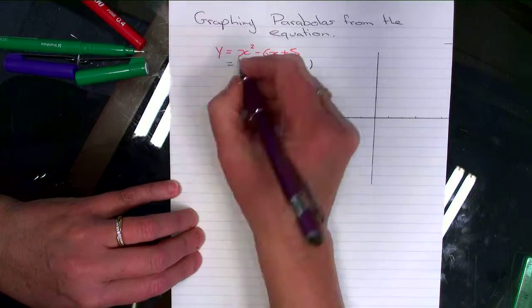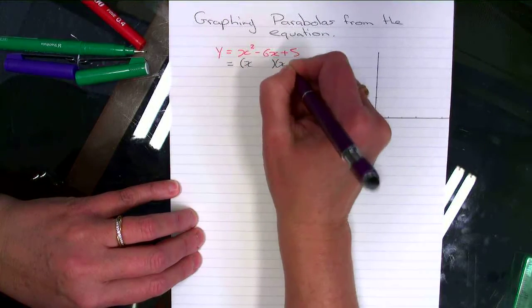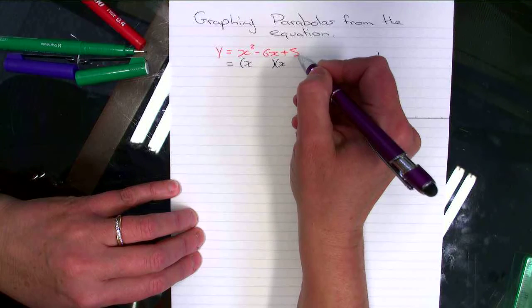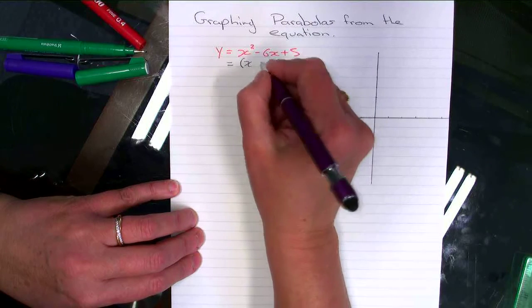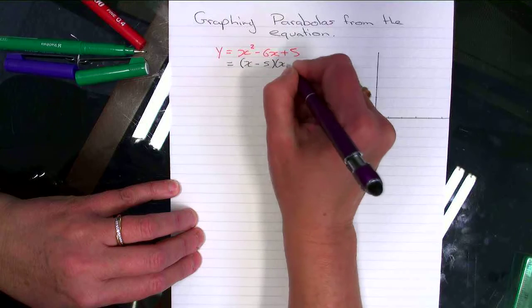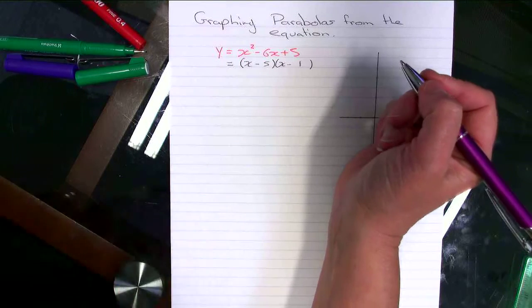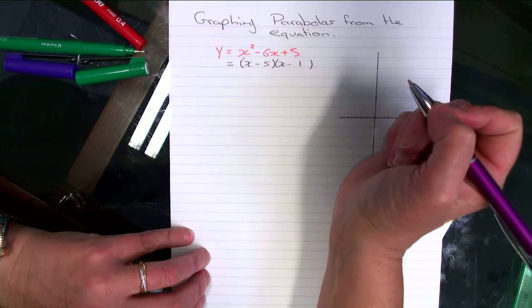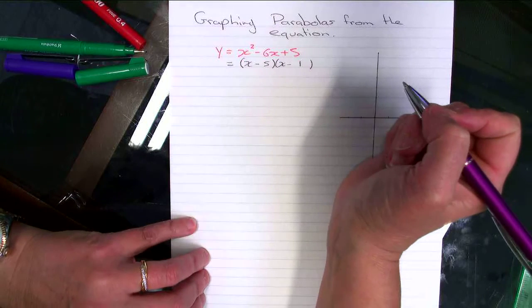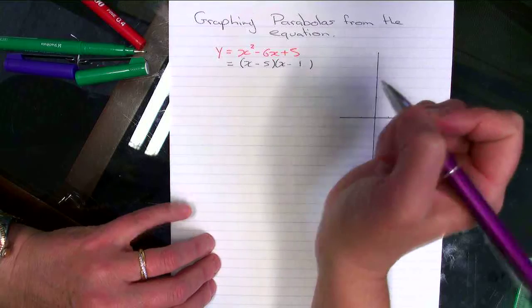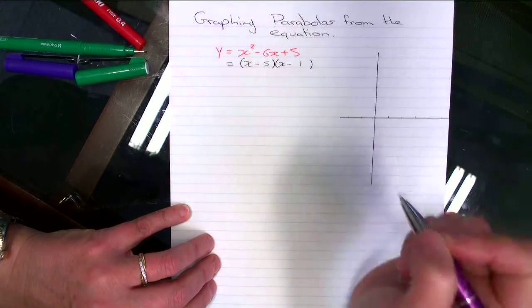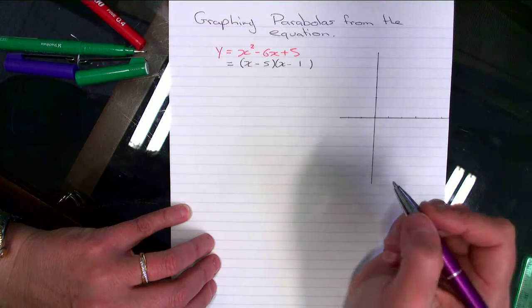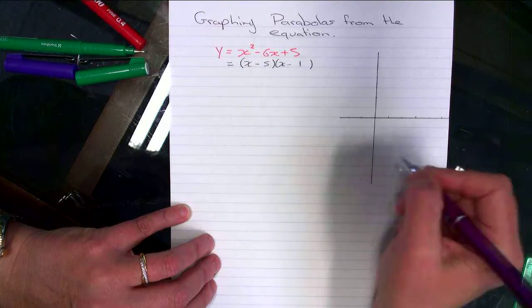So let's start with our brackets, put our x's in it. Two numbers that multiply to be 5 and add to be minus 6 are minus 5 and minus 1. If you need information on how to do that, you'll need to go back to a previous video on factorising quadratics. So from this information we can get lots of data for our graph.